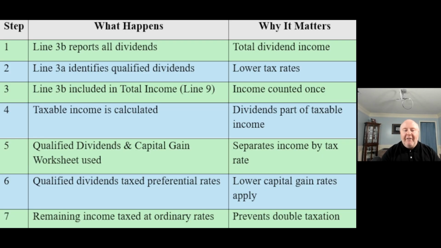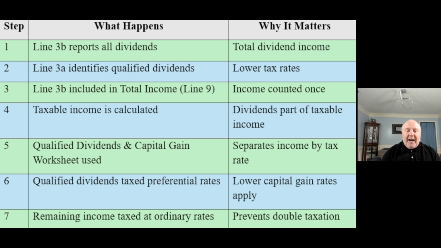Okay, so what I have here are the steps that we're going to go through. When we first start out, all dividends are going to be put on line 3B. That's going to be everything. We may have to use Schedule B to do it, but it's included on line 3B within our 1040. Then we ask, do we have any that have been classified on our 1099 as qualified dividends? If so, we list the amount that was qualified under 3A. Those in 3A are also included in 3B.